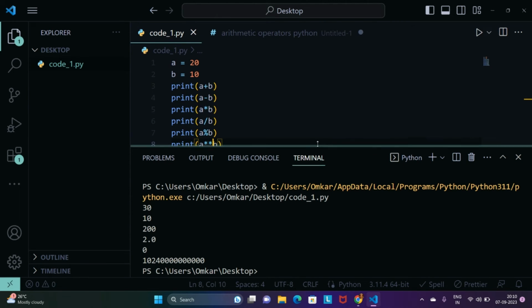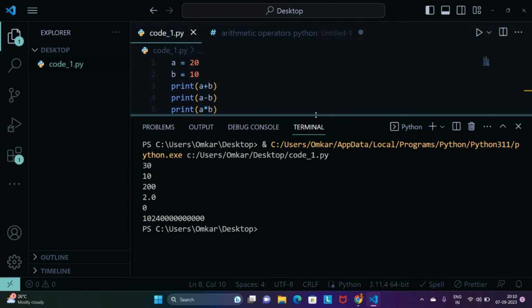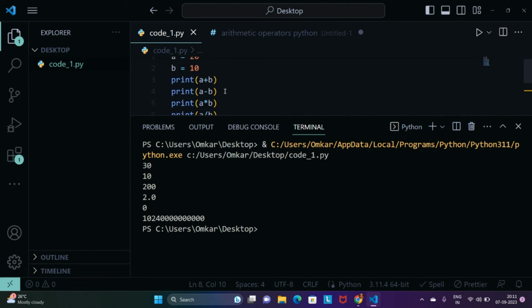After running this program, we are getting the output: A plus B, that is the addition of A and B, is 30, subtraction of A and B is 10, multiplication of A and B is 200, division of A and B is 2, modulus of A and B is 0, and exponent of A and B is 1024000. So I hope you are clear with the topic of arithmetic operators.